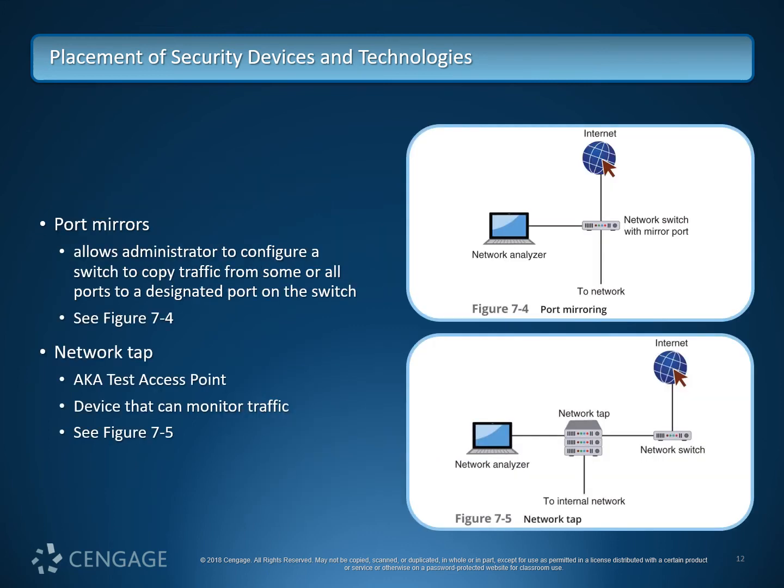Port mirroring, this is going to allow an administrator to configure a switch to copy traffic from some or all ports to a designated port on the switch, which would then pass to, in the graphic here we see a network analyzer. You may also see what's called a network TAP, or TAP, test access point.